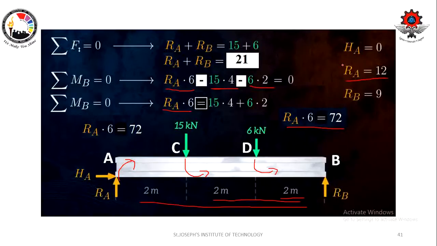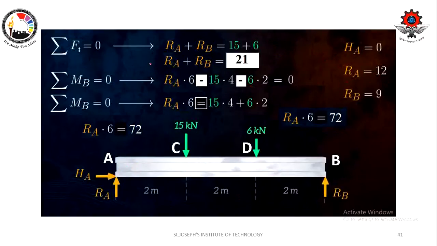Now substituting this RA here in this equation, if you substitute this RA 12, taking on the other side, 21 minus 12 will give you 9, right? RB. So from this we got RA and RB. Both RA and RB are determined.